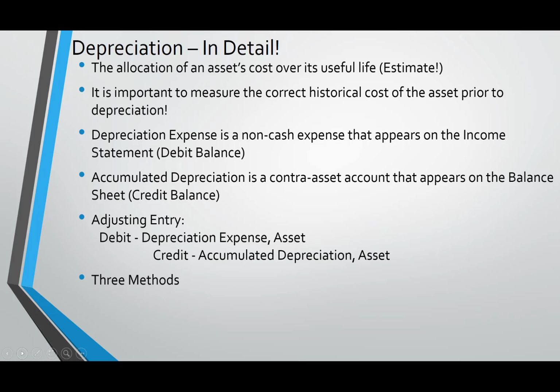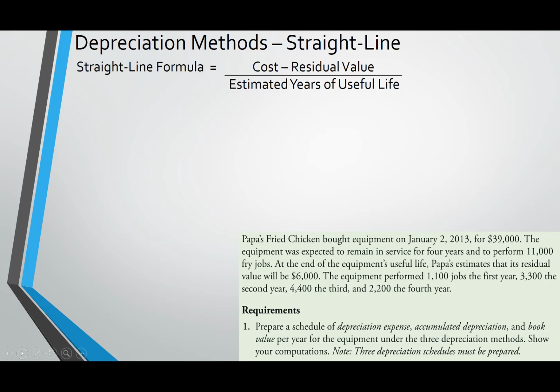Now, there are 3 different methods that we're going to look at. We're going to look at straight line, units of production, and double declining balance. Let's take each one here and go through this one problem the same way so we can see each of the different methods for the same data. So we know our straight line formula is cost minus residual value divided by estimated years of useful life. And what we're going to do is we're going to look at this problem in the bottom right corner here, and we'll go through and get our yearly depreciation using straight line.